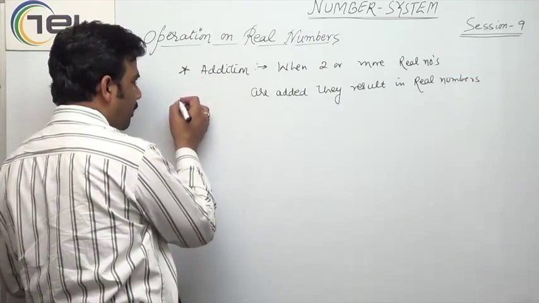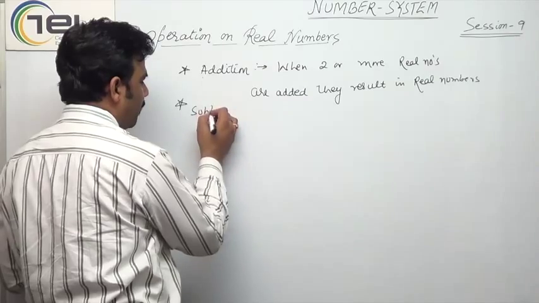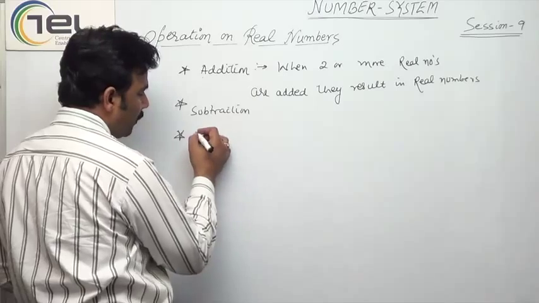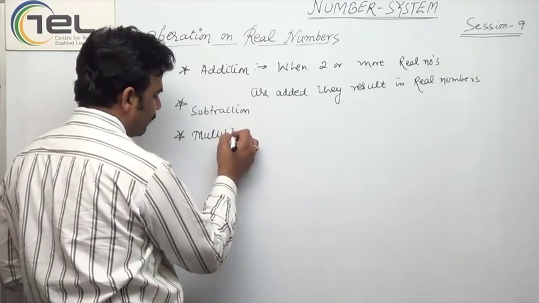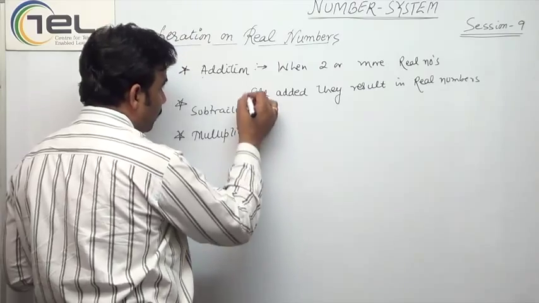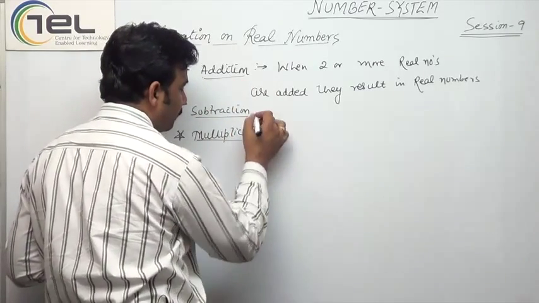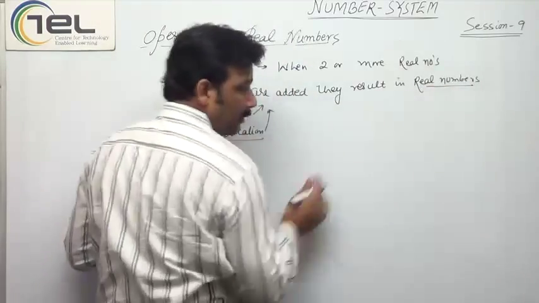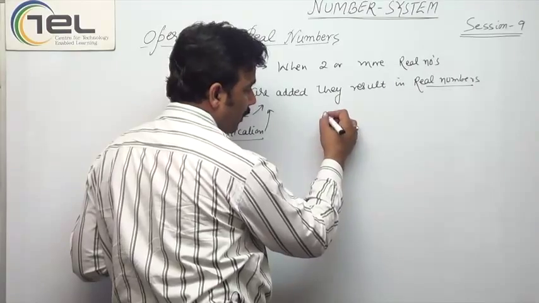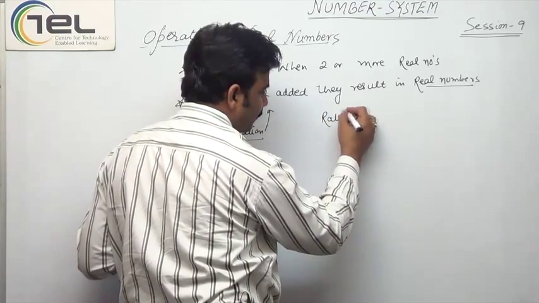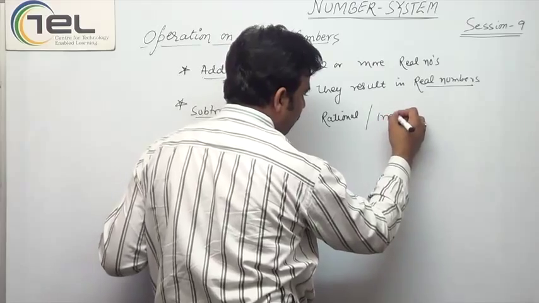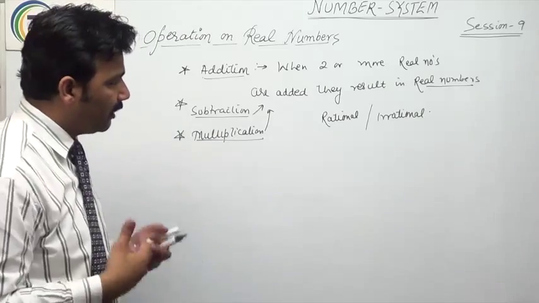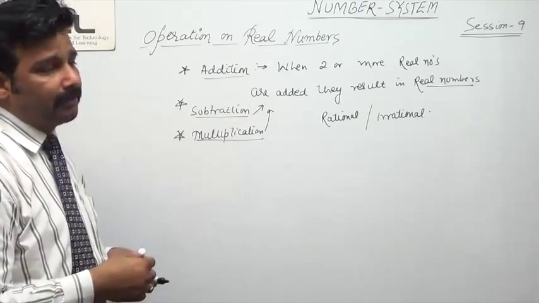The same goes with subtraction, and this goes with multiplication. All these things go with real numbers. And real numbers are rational or they can be irrational. So whatever I do with them, they result in a real number.